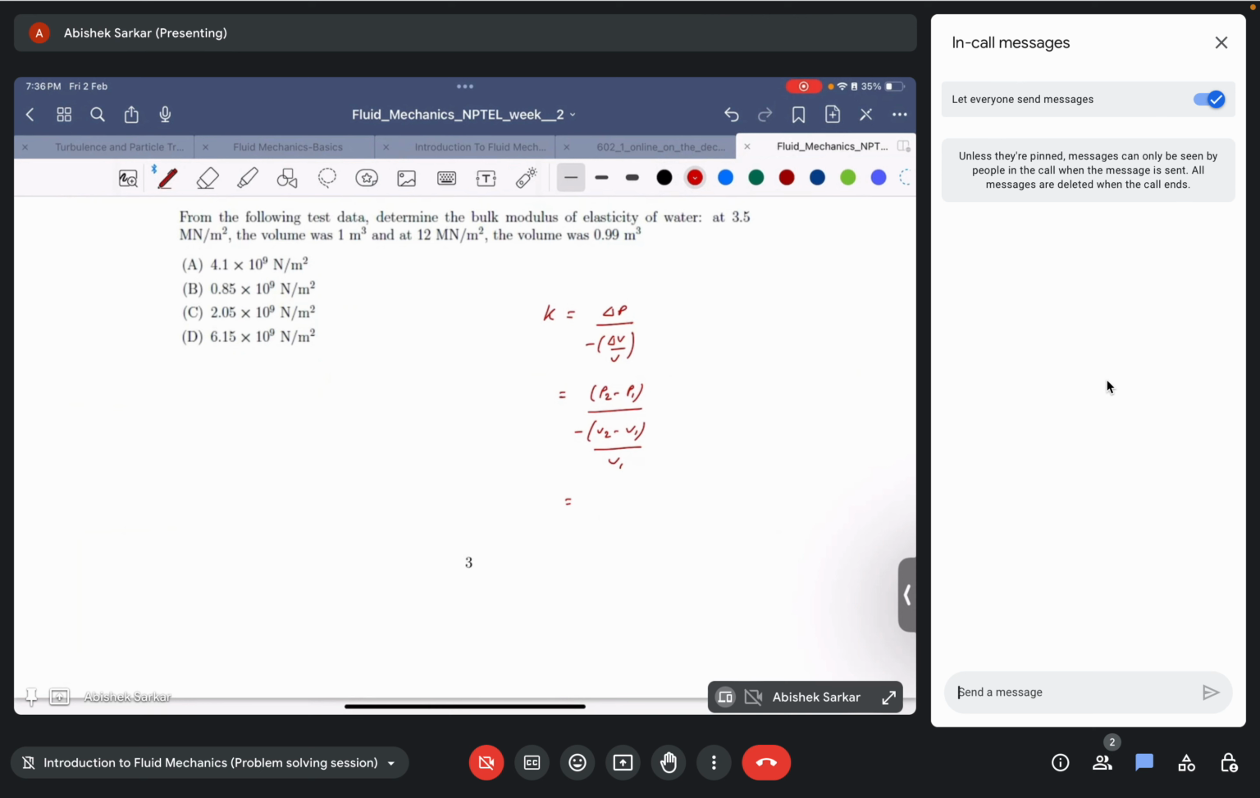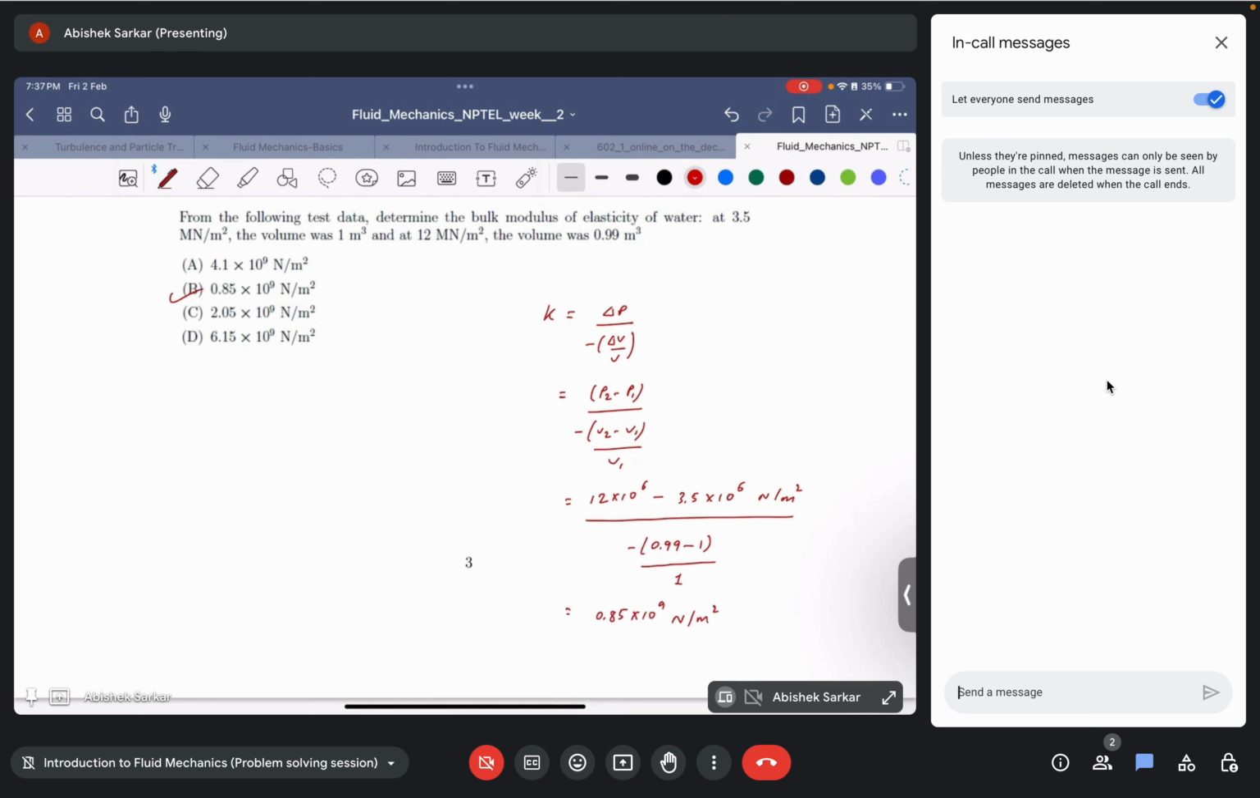So P2 would be 12 into 10 to the power 6 minus 3.5 into 10 to the power 6 Newton per meter square, divided by minus of 0.99 minus 1 divided by 1. If you solve it, you will get that K is equal to 0.85 into 10 to the power 9 Newton per meter square. So the correct answer would be option B.